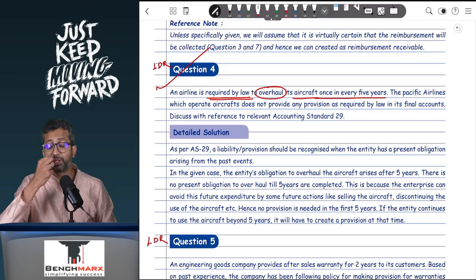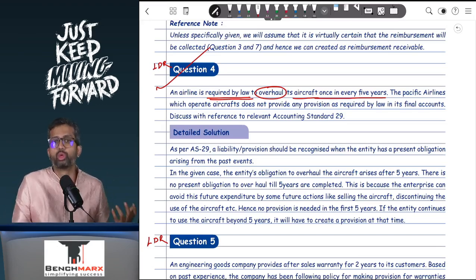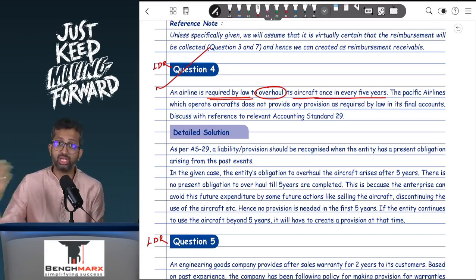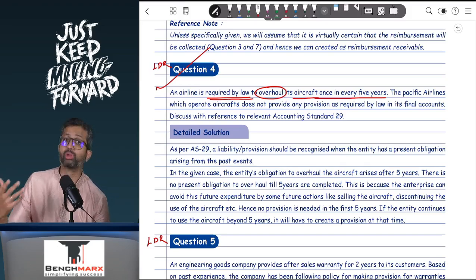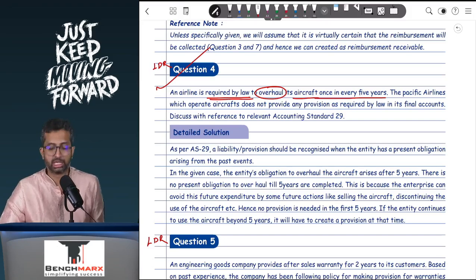No. Remember, even if you purchase the aircraft and then decide not to use the aircraft, after 1 or 2 years, you are under no obligation to repair. But if it was a dismantling obligation, even if you decide not to use, after 2 years, you will still have to dismantle. So the timing of obligation is important in this case. It arises after 5 years.